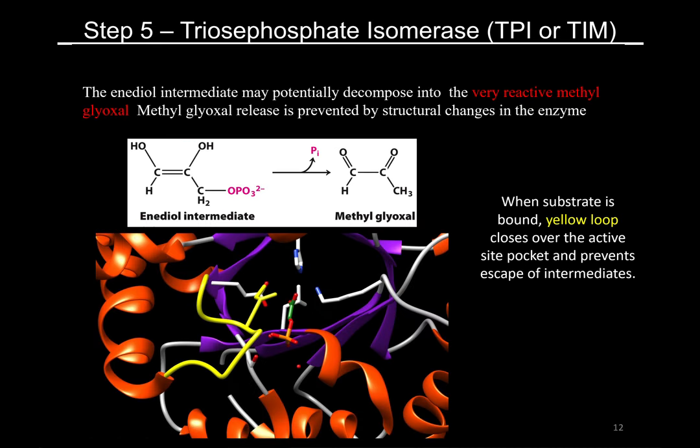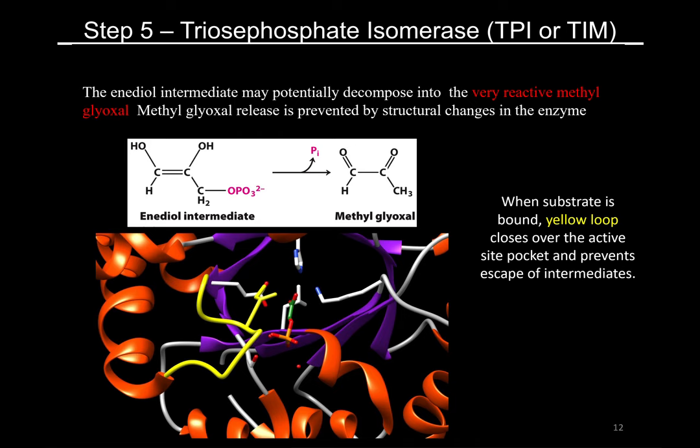We also mentioned that there's this cool feature of this enzyme that prevents the release of an otherwise toxic intermediate. So this ene diol intermediate can easily hydrolyze, removing the phosphate, giving us this molecule methylglyoxal, which is really toxic. So there's this loop on this enzyme that flops over, places this isoleucine over the active site and prevents the release of the intermediate.